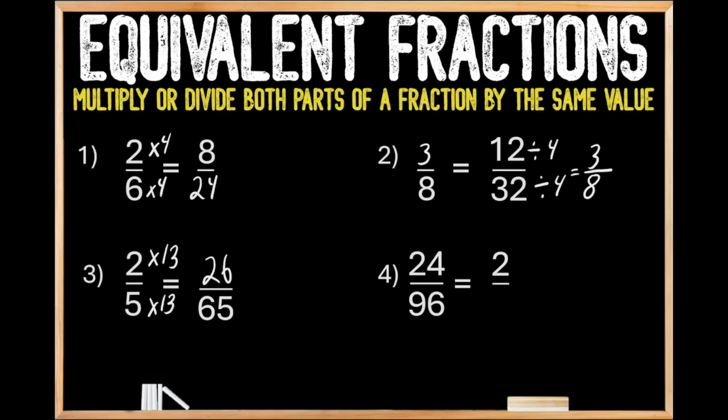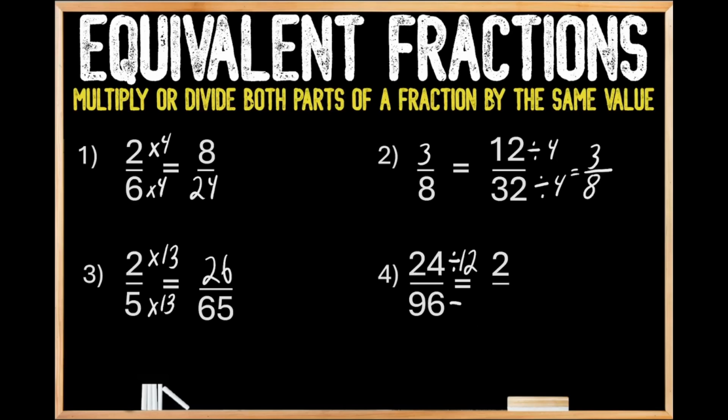Now moving on to question number 4, where this time we're being asked to find the missing number in our equivalent fractions of 24 over 96 is equivalent to 2 over something. So using the information that's already been given to us, we need to think, well, how did we get from a numerator of 24 to a numerator of 2? Well, we divided our numerator of 24 by 12 in order to get the numerator of 2.